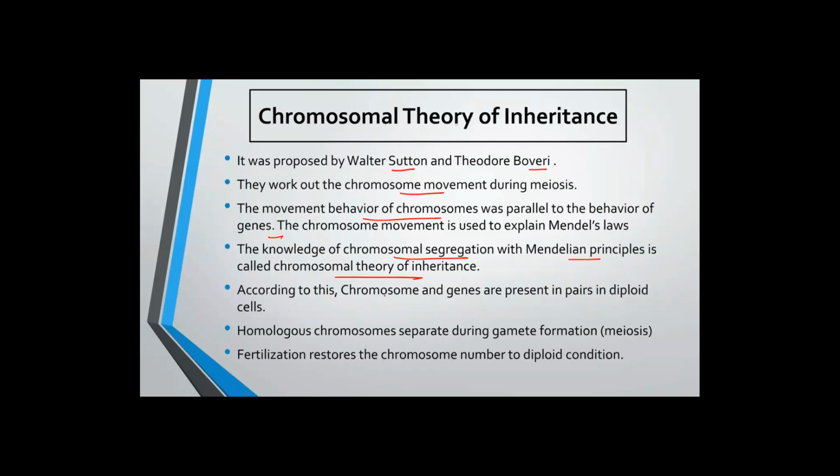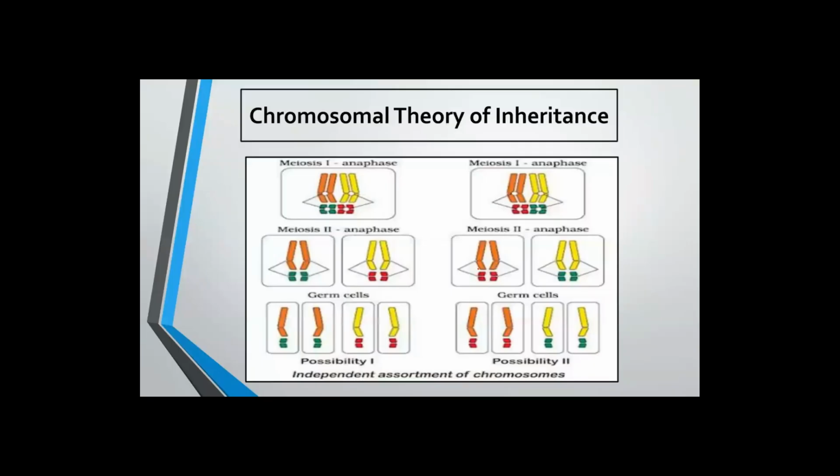According to this theory, chromosomes and genes are present in pairs in diploid cells, and the homologous chromosomes separate during gamete formation, that is meiosis, and fertilization restores the chromosome number to the diploid condition. That means if the mother has the diploid number of chromosomes and the father also has the diploid number of chromosomes, they will segregate and assort their chromosomes. The gametes will have n number of chromosomes. When they fuse, the zygote will again have the diploid number of chromosomes. It is shown in this diagram.